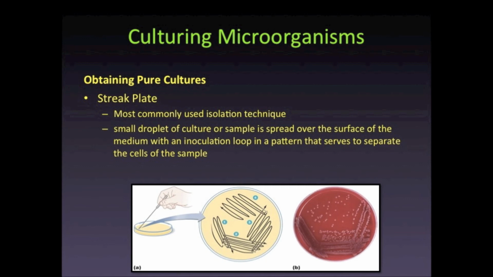The loop is then used to make 5 or 6 streaks from quadrant 1 into quadrant 2. The loop is again flamed and the same procedure carried out between the second and third quadrants and between the third and fourth quadrants. The plate is then incubated for the appropriate period of time to allow growth. This technique allows a concentrated sample to be diluted over the surface. Toward the end of the pattern, the resulting colonies should be separate from one another and may then be used to start pure cultures.